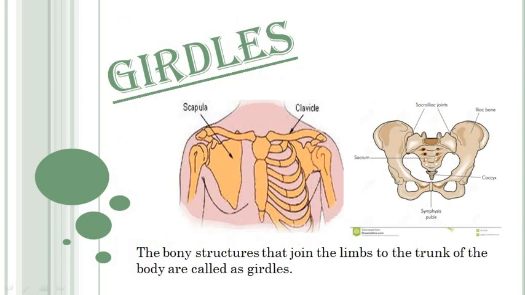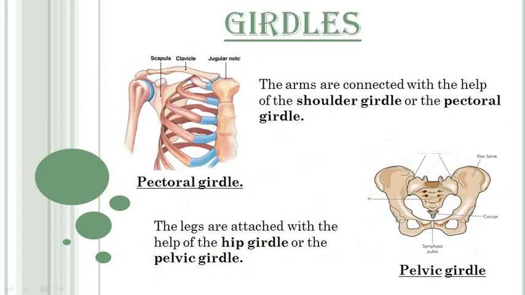The next part of the skeleton is girdles. Girdles are bony structures, made up of bone, that join our limbs, meaning hands and legs, to the trunk of the body. These are known as girdles. There are two girdles in our body, the pelvic girdle and the pectoral girdle. The first picture shows the pectoral girdle. The arms are connected with the help of the shoulder girdle or pectoral girdle. Children, the pectoral girdle is also known as the shoulder girdle, meaning it joins our hands to the body. As you can see in the picture, the hands are joined to the rib cage through this pectoral girdle.